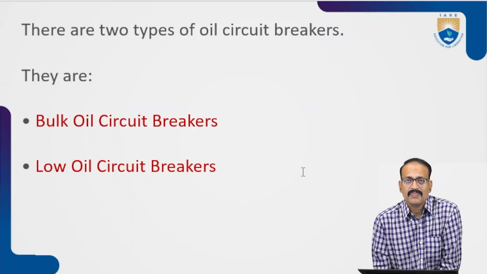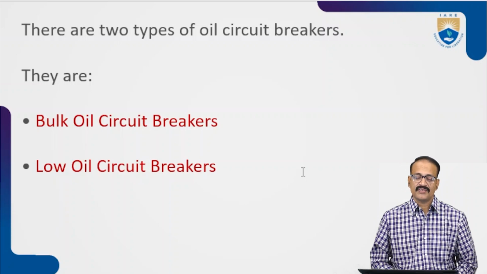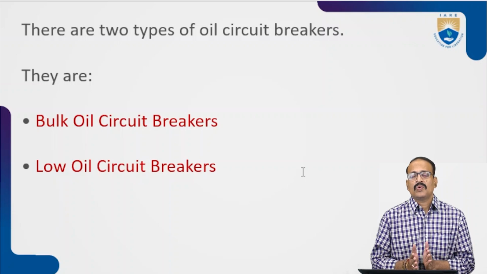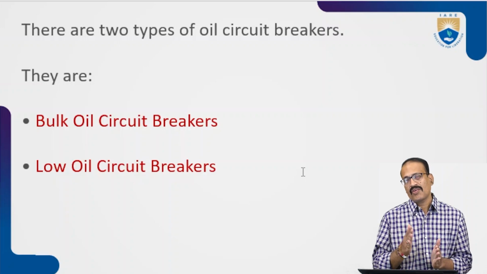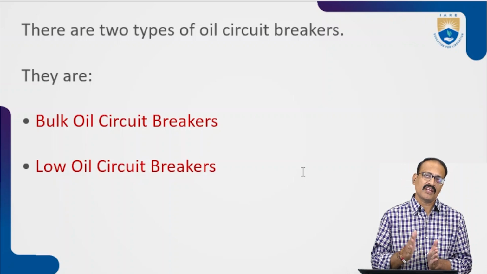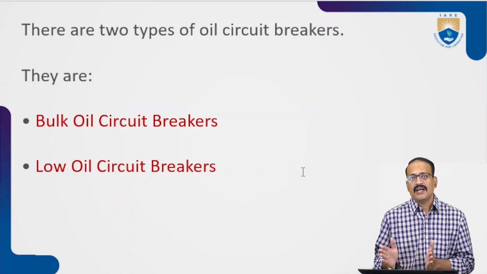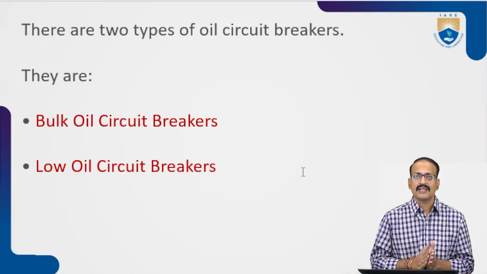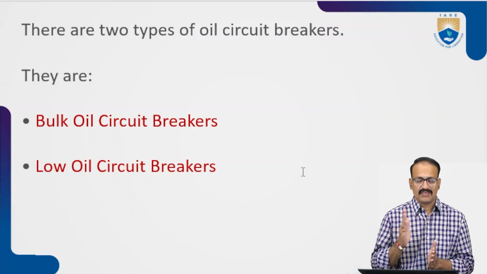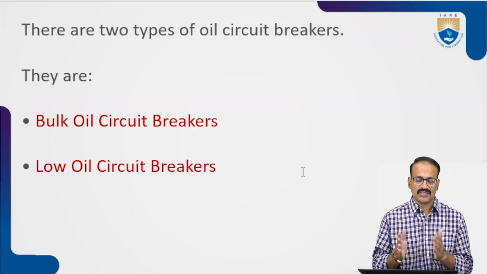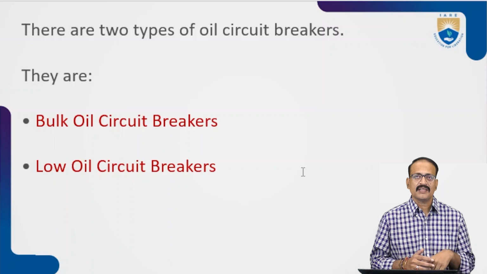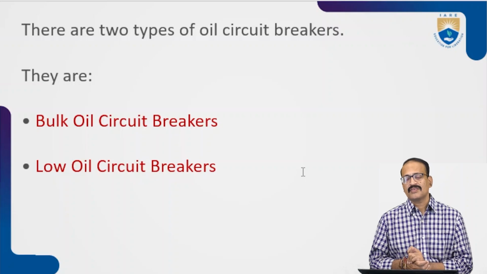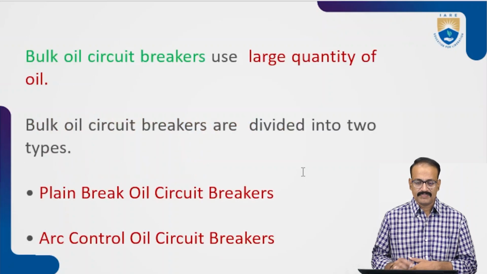So in oil circuit breakers there are two types, that is bulk oil and low oil. Bulk oil means we are using a huge amount of oil, but the majority, 90% of the oil, is acting as insulation between the circuit and the earth, and only 10% or less is acting for the actual purpose, that is arc extinguishing. In low oil circuit breakers, we are using the oil only for arc extinguishing, and the insulation purpose is done by porcelain or paper.